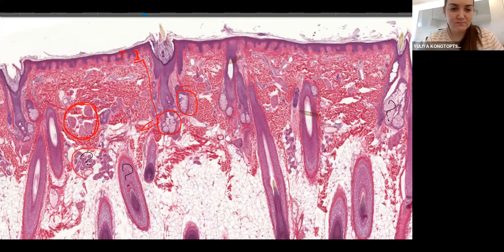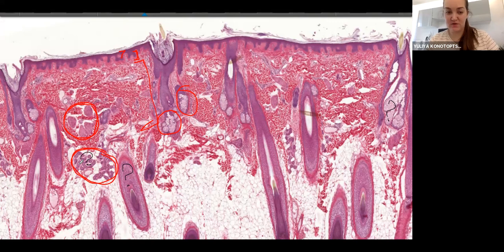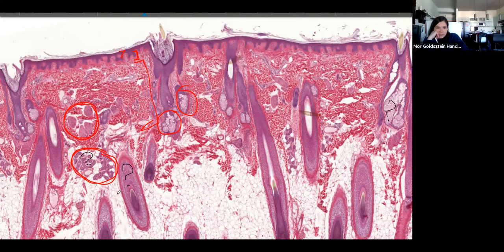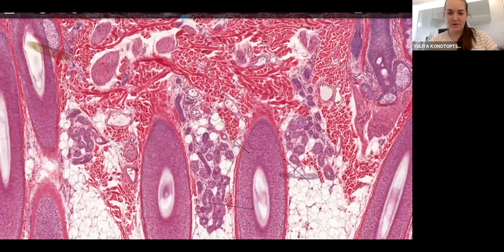What about those? Eccrine sweat glands, because you can see that the lumen is very, very tiny, right? So those are the eccrine sweat glands, type of secretion: merocrine. And here we have the hair. So let's take a look at your hair in a bit more detail, because yes, those are the eccrine sweat glands. Here we have some sebaceous glands, right? The arrector pili muscles are here.